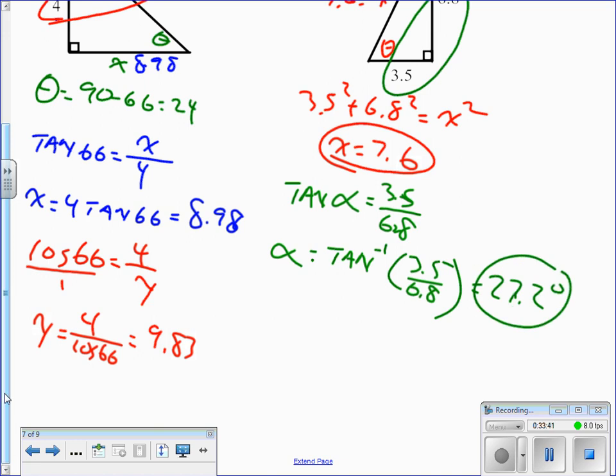And then I said use given information, in which case you should set up the tangent of alpha being 6.8 over 3.5. But if you really want to solve for theta by cheating, I really don't care at this point. 90 minus 27.2, and you get 62.8 degrees. And that works for me.